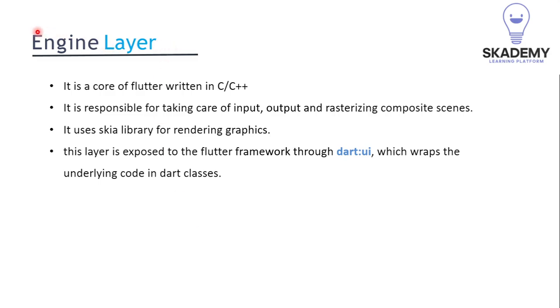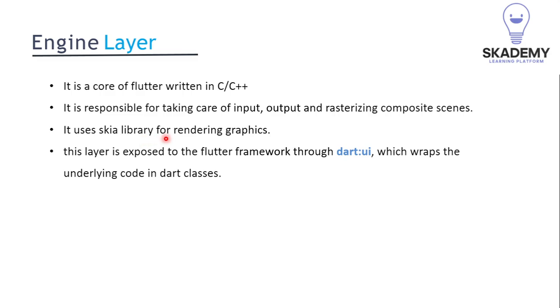Engine layer. The second layer of the Flutter architecture is the engine layer. It is the core of Flutter, written in C++, as we already discussed. It is responsible for taking care of input, output, and rasterizing composite scenes. So this layer is responsible for taking care of inputs and outputs, rasterizing, and showing the images, gestures, etc. And it uses the Skia library for rendering graphics.